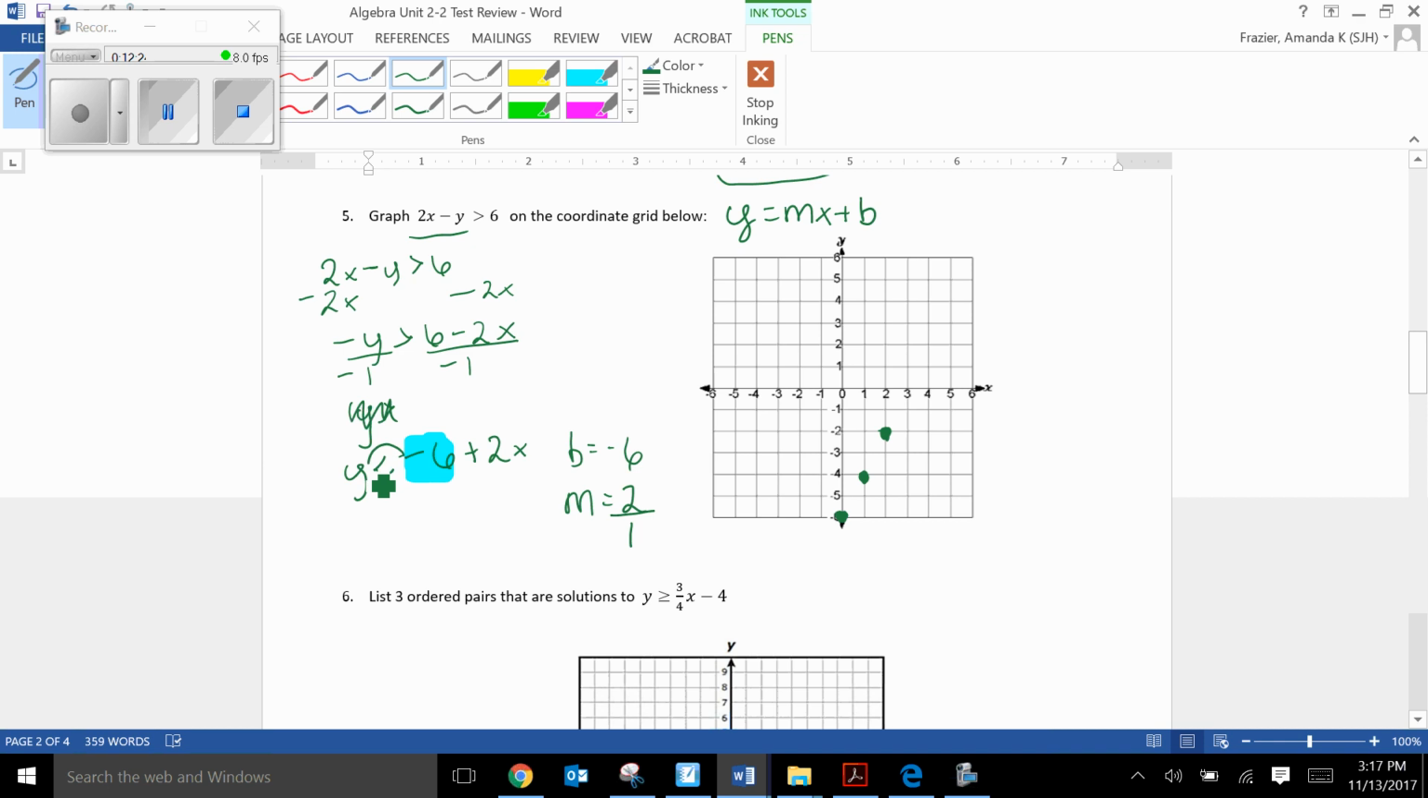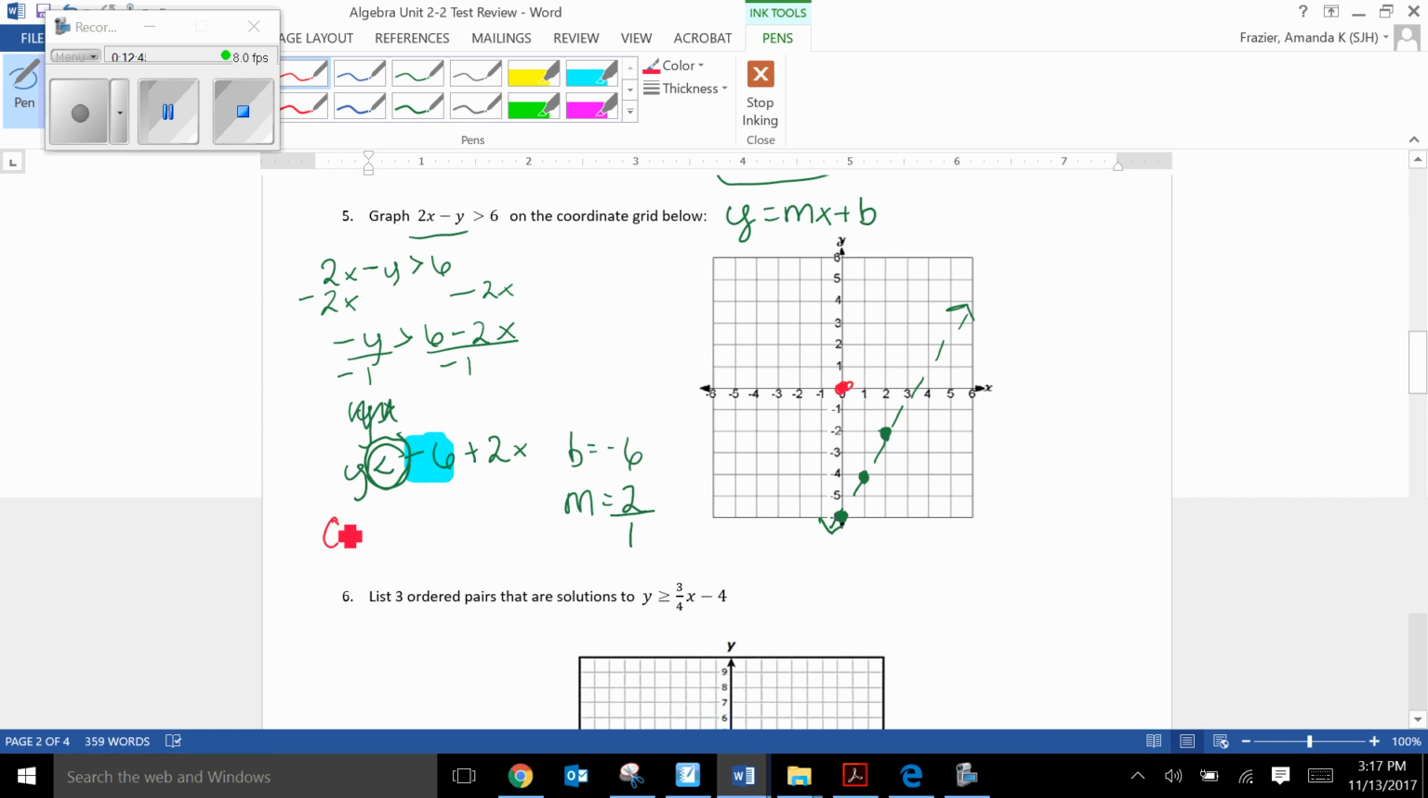Remember, I'm using this symbol now, less than. So I should know that I need to shade below the line. I also should know that my line is dotted. But I can always take a test point. So let's use 0, 0.